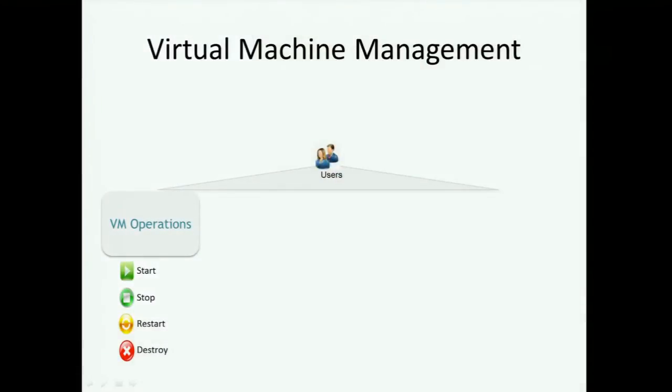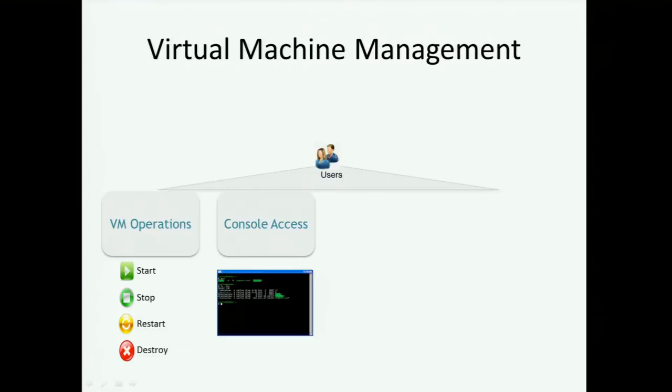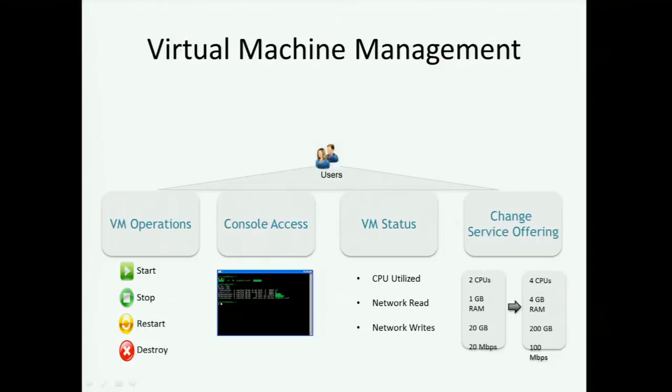So if you're a user, you can do regular VM operations: start, stop, restart, destroy, fairly standard for an IaaS cloud. You get console access through an AJAX console, which you don't need to install anything for; it displays right in the browser. You get statistics about the VM, how much CPU is utilized, networks, reads and writes. No disk IO yet. And then you can always shut down your VM and change the service offering. I'm on two CPUs now, I want four CPUs, and boom, you're up and going.